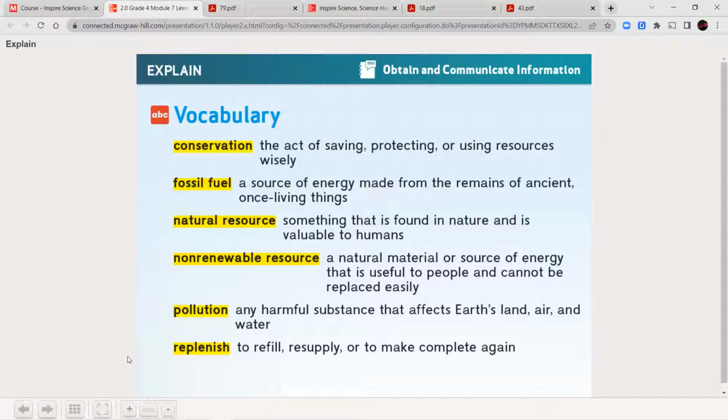Next, we have fossil fuel. A fossil fuel is a source of energy that's made out of the remains of ancient once living things. So they come from fossils. Fuel, things that we use for energy, they come from fossils.